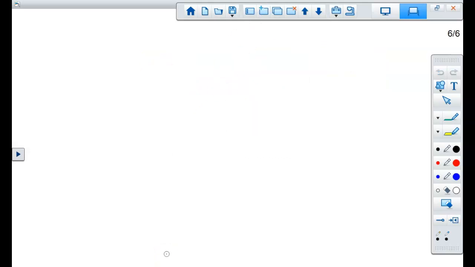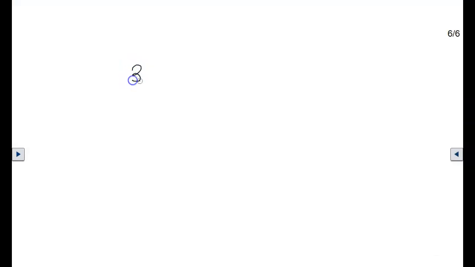Now let's look at a problem where you have to do both of the steps. So we're going to have 4 times 5x minus 1 minus 8x.